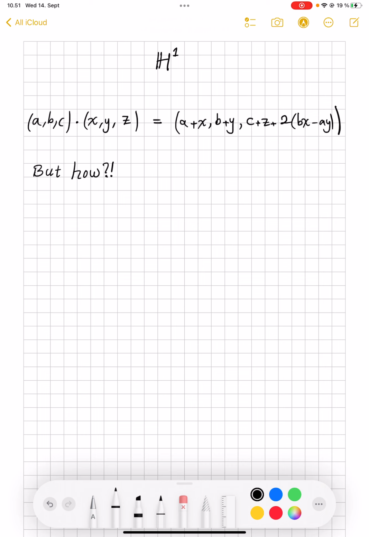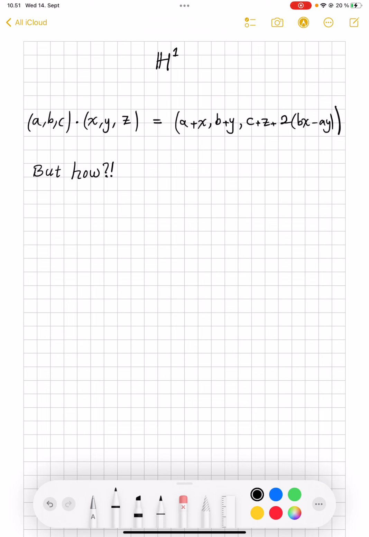By the way, this group multiplication is not commutative. If you put XYZ first and then ABC next, you get a different outcome. So unlike the common operations on R3, this is non-commutative. A times B is not B times A in this world.